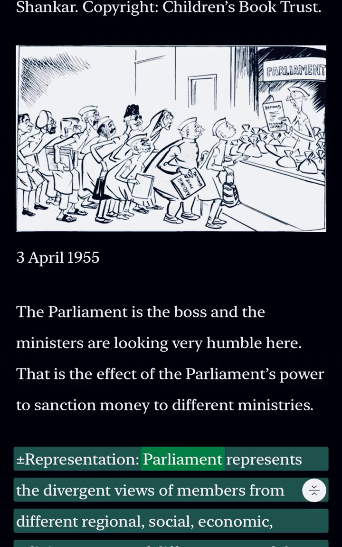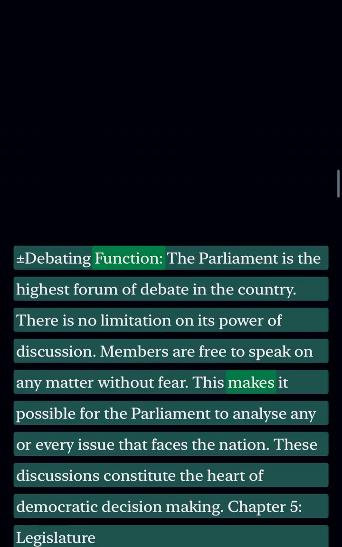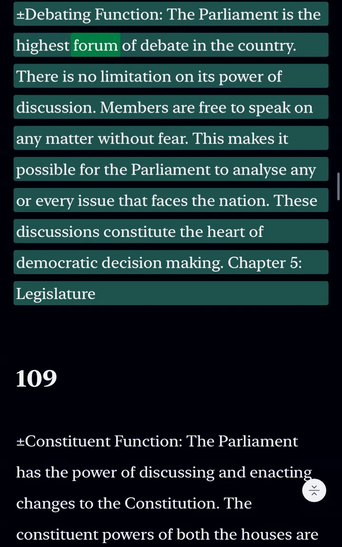Representation. Parliament represents the divergent views of members from different regional, social, economic, and religious groups of different parts of the country. Debating function. The Parliament is the highest forum of debate in the country. There is no limitation on its power of discussion. Members are free to speak on any matter without fear. This makes it possible for the Parliament to analyze any or every issue that faces the nation. These discussions constitute the heart of democratic decision-making.